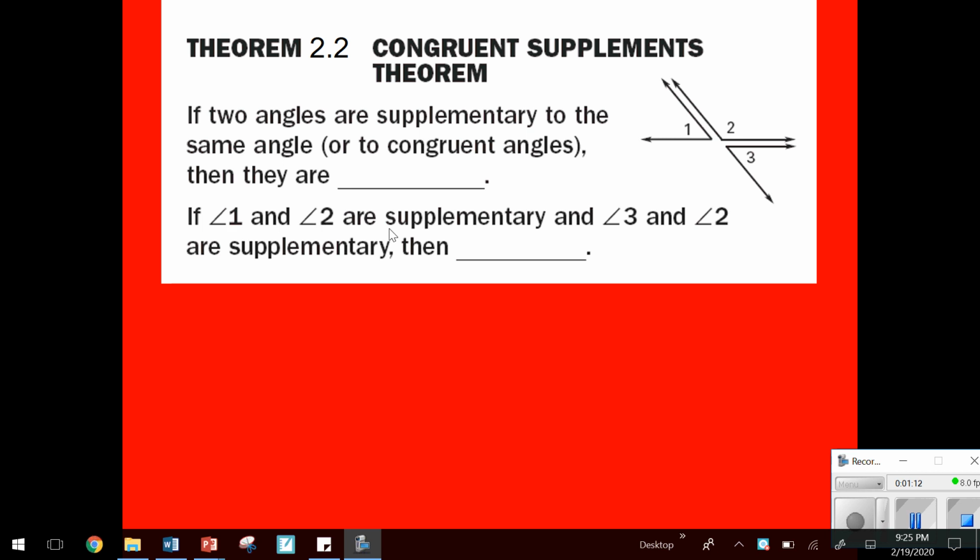If angle 1 and angle 2 are supplementary, so that means if I added 1 and 2 together, they'd add up to 180. And it says angle 2 and angle 3 are also supplementary. So if I add these guys up, they're going to be 180. If that's true, then we know angle 1 and angle 3 have to be the exact same angle. They're going to be congruent.